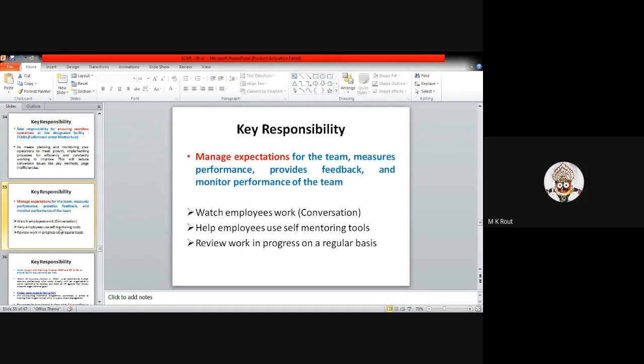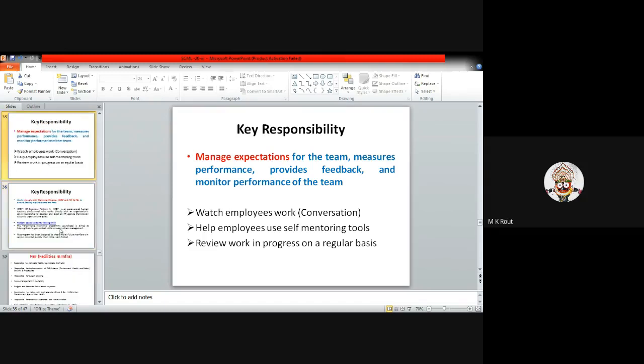Moving to next part. Next key responsibility is manage expectations. So in case of manage expectation, watch employees work. That means you have to go for more amount of conversation or communications. Help employees use self-monitoring tools. The next is review work in progress on a regular basis. So this should be day to day, or this should be on a weekly basis, or this should be monthly basis.